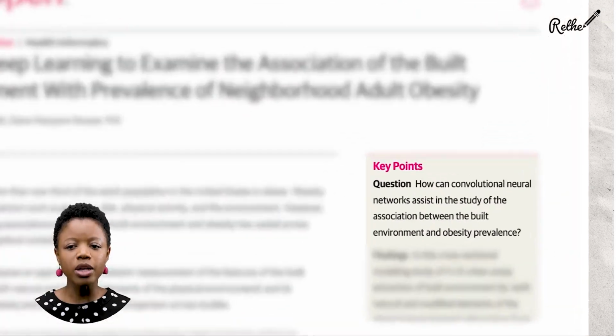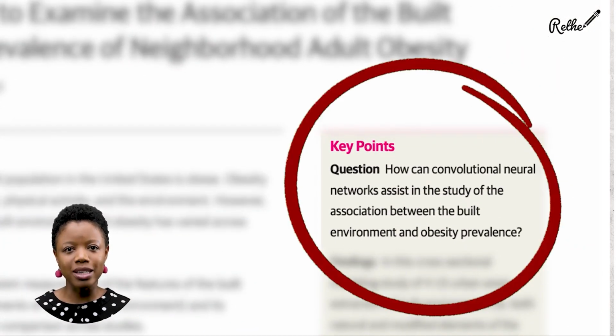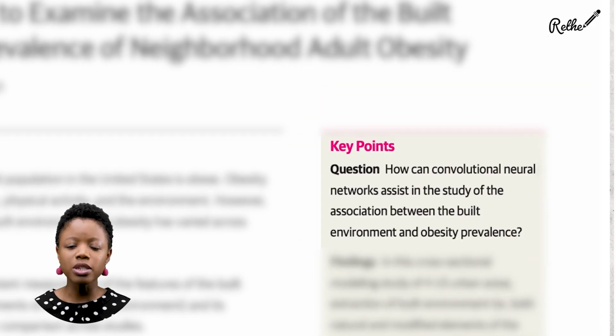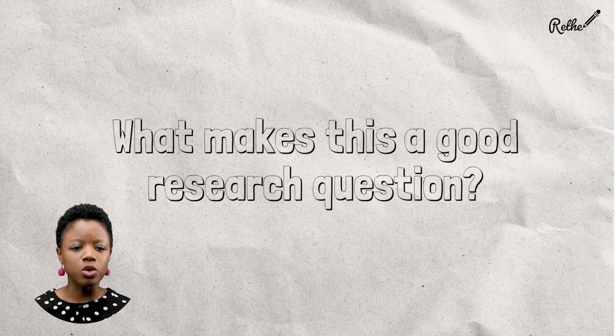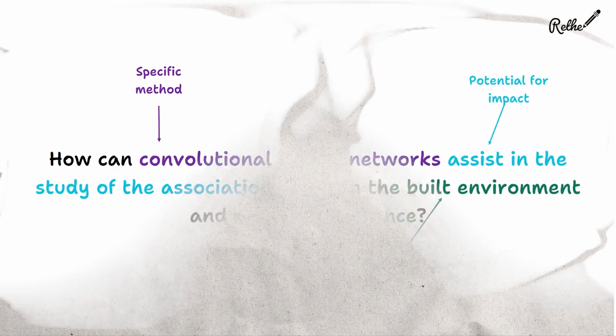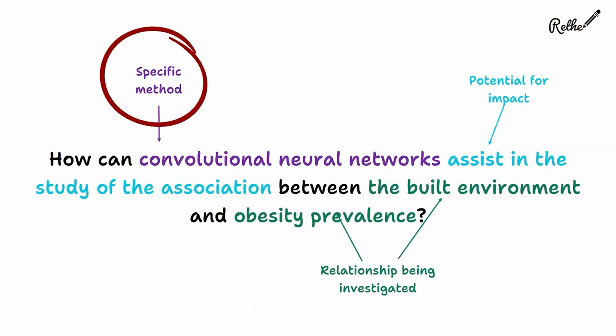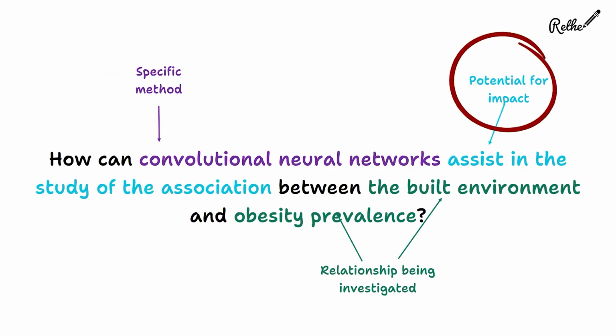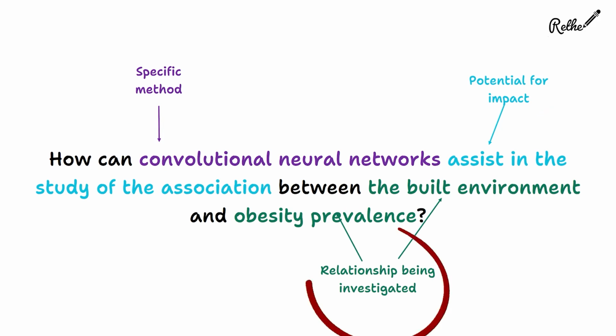We came up with the following question. How can convolutional neural networks assist in the study of the association between the built environment and obesity prevalence? This question is slightly shorter than the previous one, but what makes this a good question? 1, we mentioned the specific method we are studying. 2, we mentioned why we're studying this method. 3, we talk about how we're evaluating the usefulness of the method.